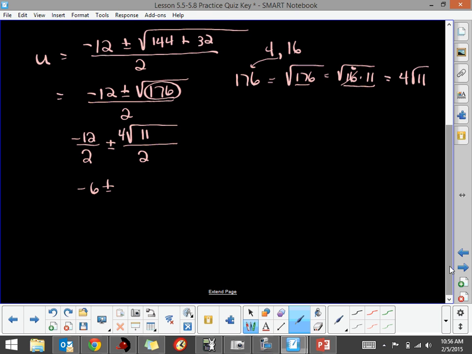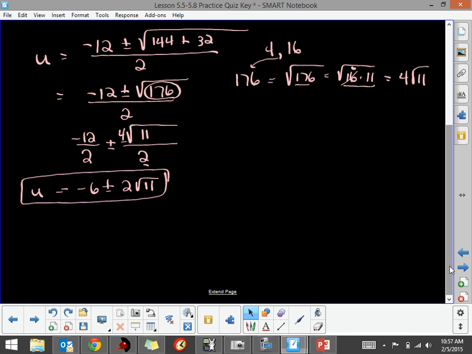The 4 and the 2 have a common factor of 2, so it's 2 times the square root of 11. Now that is what u is. So we just found the solutions that satisfy what u is, but we got to go back and remember what u represented.